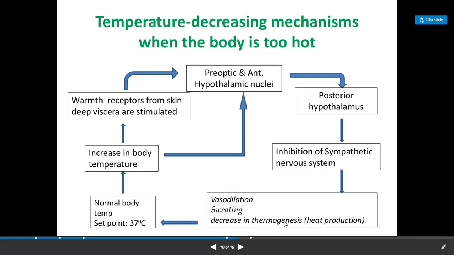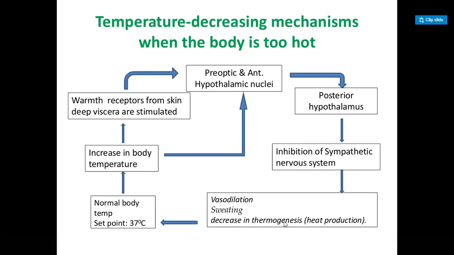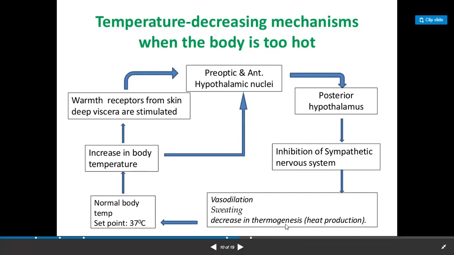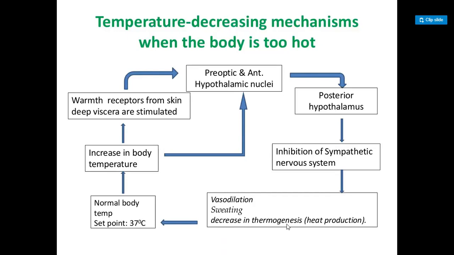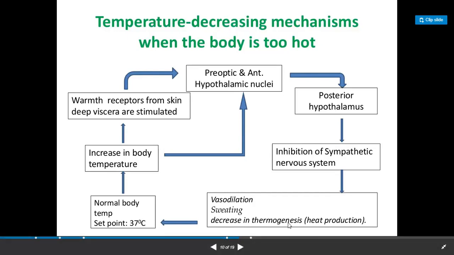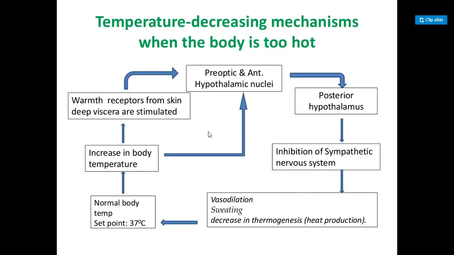So also it means that there will be a decrease in thyroxine action, because I told you that thyroxine increases body temperature. Thyroxine causes thermogenesis. Okay, but now we don't want thermogenesis. We want to stop heat production. So we have to stop thyroxine production also. So this is the mechanism of temperature decreasing, the mechanism to decrease your body temperature.